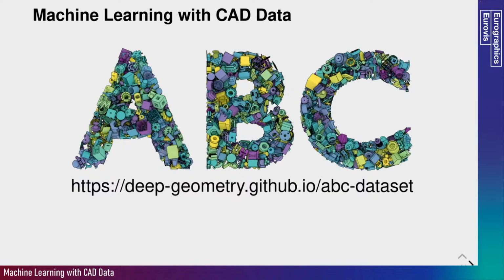For our CAD data, we use the ABC dataset. This dataset is a collection of 1 million CAD models, or computer-aided design models, and it brings with it a lot of features that we can use for machine learning. We will learn about this in a few minutes. You can acquire or download the ABC dataset from deepgeometry.github.io and then ABC dataset, or just search for ABC dataset and you will find it.